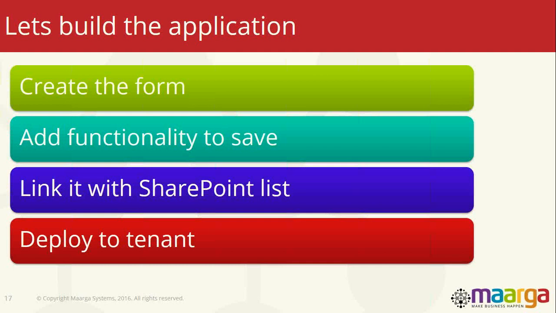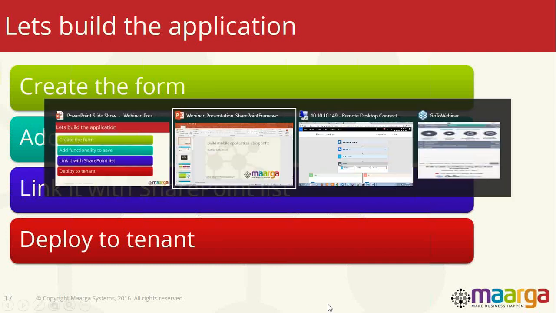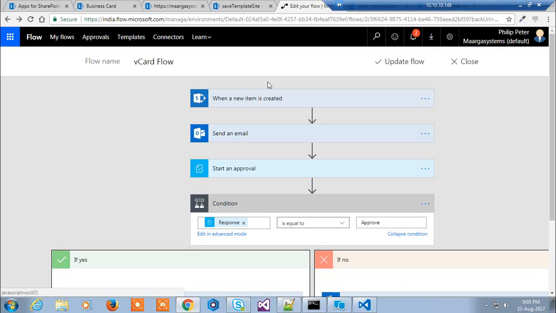How do you add the functionality to go and submit it, so that it actually fills out an item in SharePoint? How do you deploy this to a tenant and make it all work? So I'm going to switch over and let's look at the code.